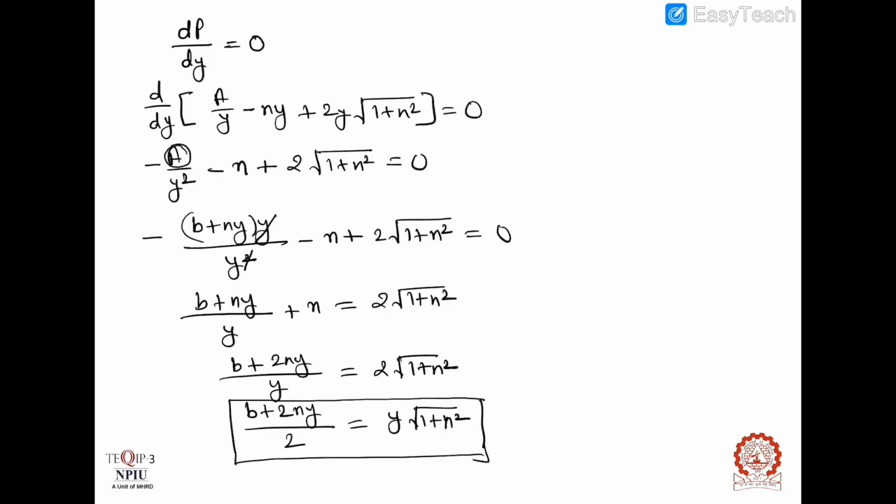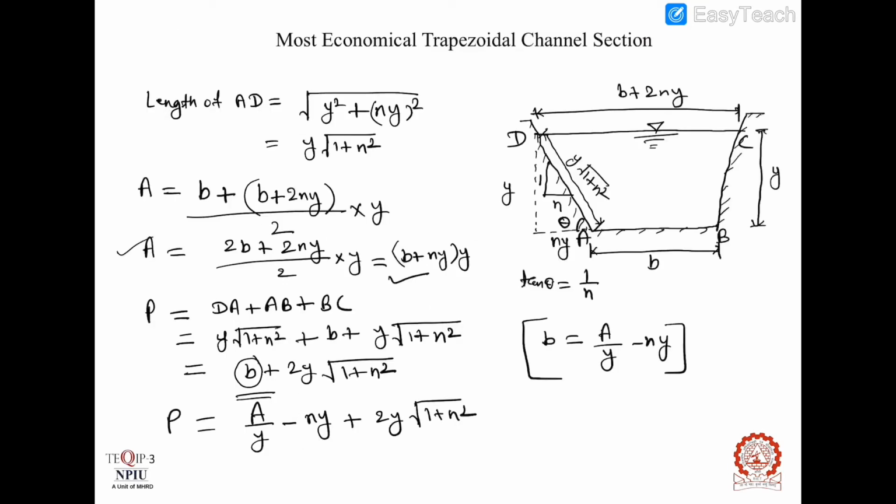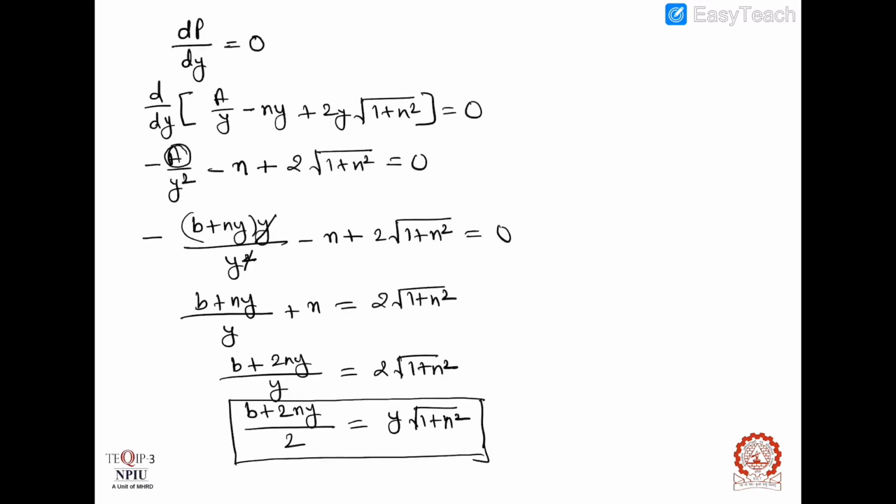So the half of top width should be equal to y root over 1 plus n square. This is the length of one of the sloping sides, either it is AD or BC. So we can say for most economical trapezoidal channel section, the half of top width should be equal to the length of one of the sloping sides. Clear?